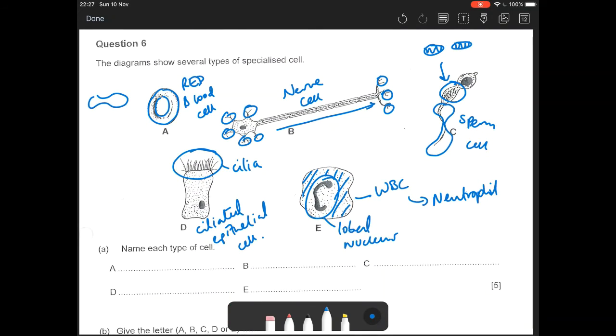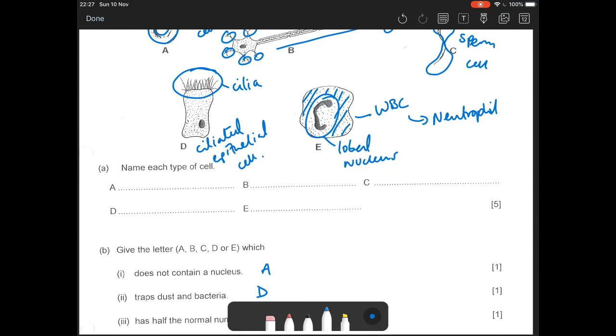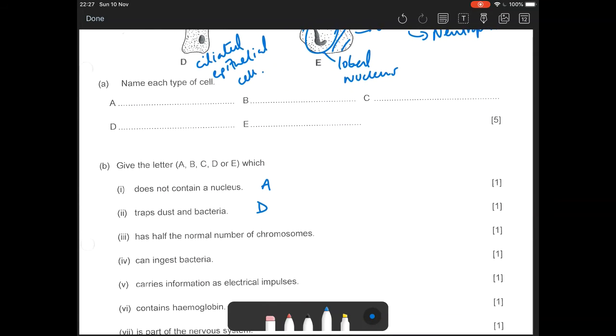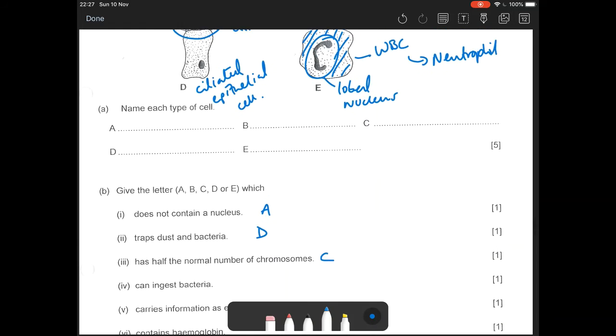C is the next answer, because within that nucleus there's only half the number of chromosomes. It's known as a haploid cell. You'll learn more about this later when we look at cell division and the process of meiosis, but that is how a sperm cell is specialised. I just gave you the clue.